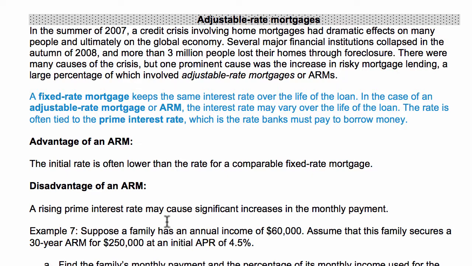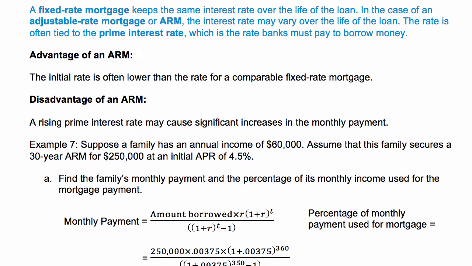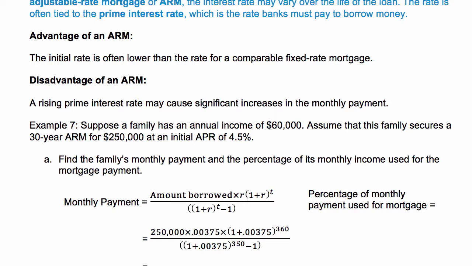the monthly payment. Here's an example. Suppose a family has an annual income of $60,000. Assume that this family secures a 30-year ARM for $250,000 at an initial APR of 4.5%. Part A. Find the family's monthly payment and the percentage of its monthly income used for the mortgage payment.